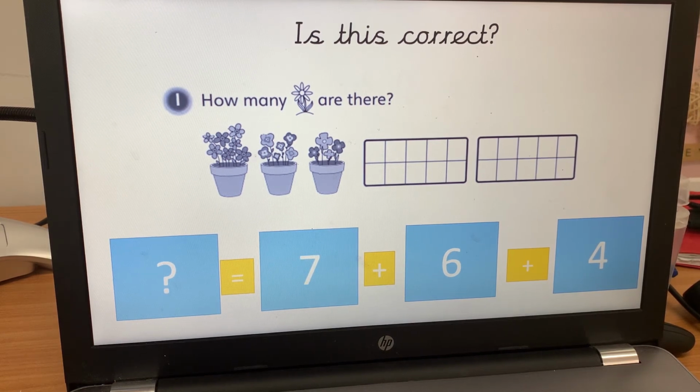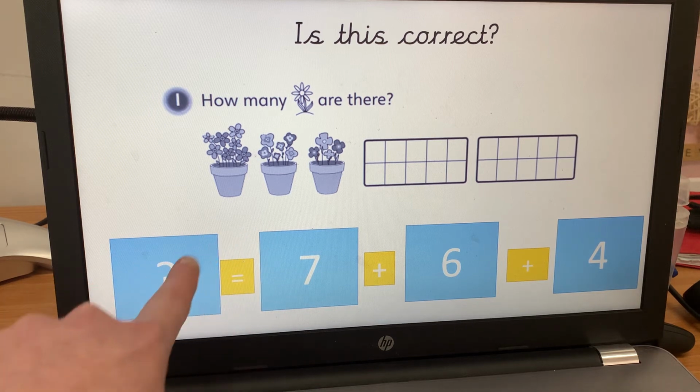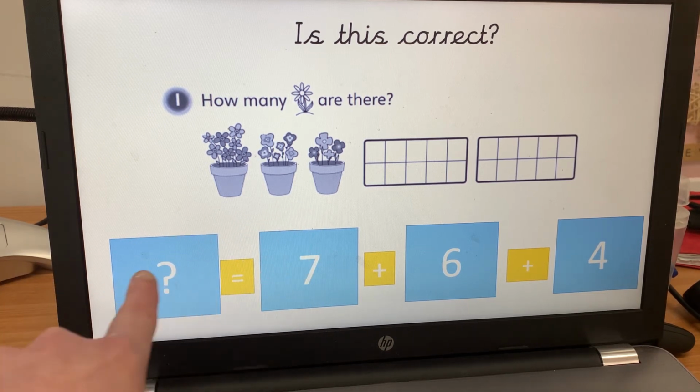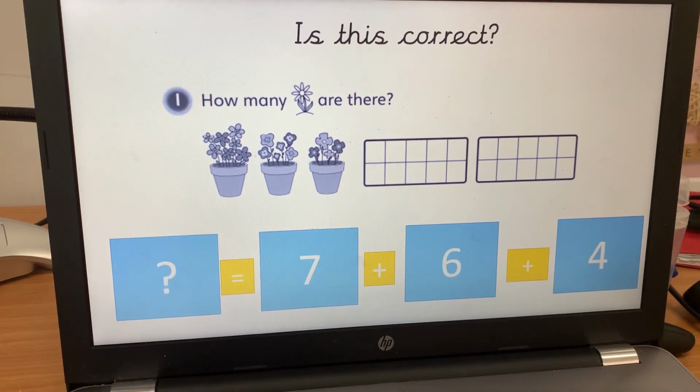Hopefully you've had a think. And thankfully, it is correct. Miss Bailey's not made one of her silly mistakes today. So all I've done here is I've moved the answer to the front. So if I can find my cursor, here we go. I've moved my answer to here. But this symbol here, the equal sign, means the same as. So wherever that goes, as long as both sides are the same, they're the same answer, they're equal, then it doesn't matter where that equal sign goes, as long as it is balanced.